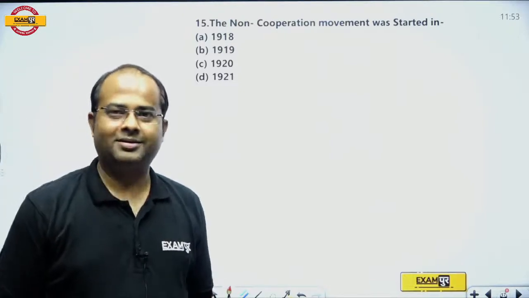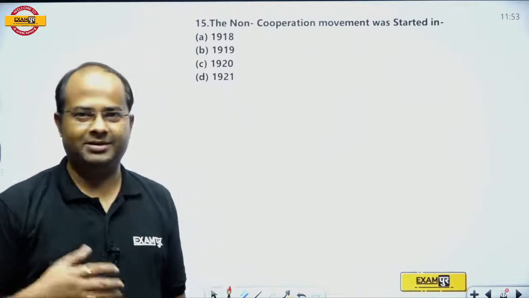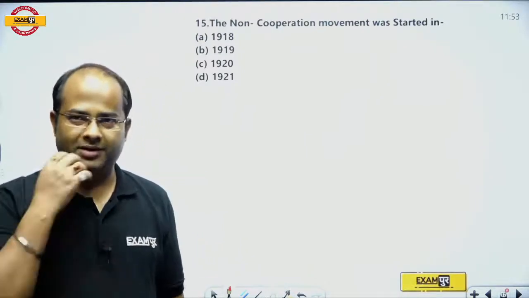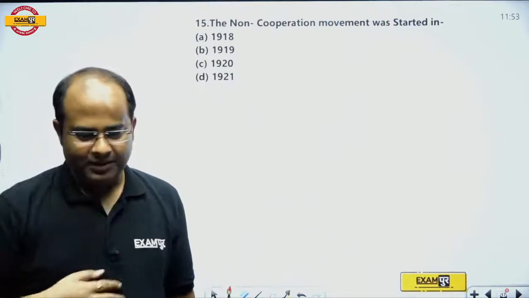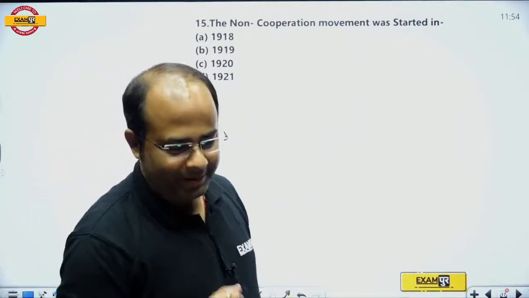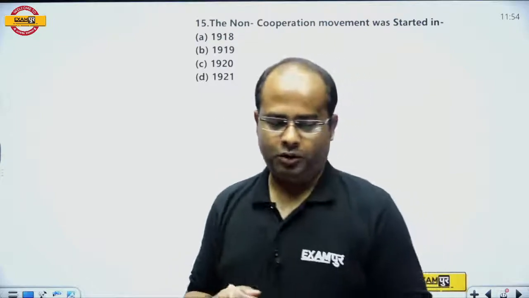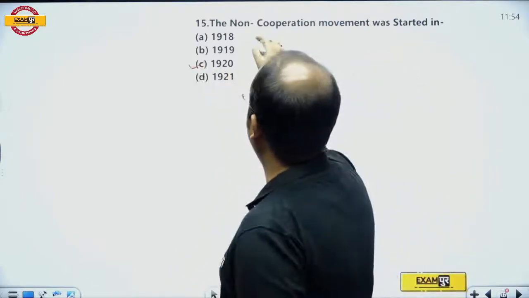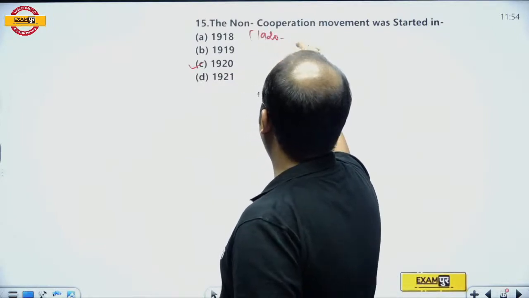So Prayagraj is a very intellectual place. Many important leaders were from Prayagraj University or Allahabad University. So when was the non-cooperation movement started? The non-cooperation movement, that is NCM, started in the year 1920 and went up to 1922.